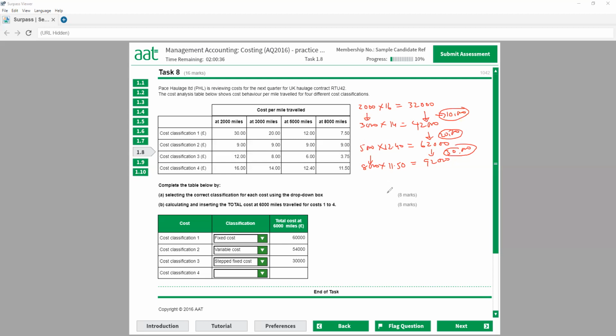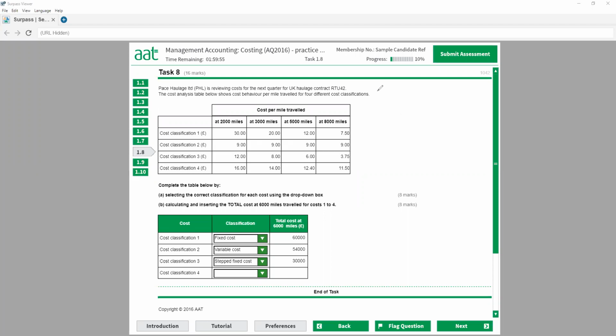So it looks like it is a semi-variable cost, because some cost is fixed and some cost is variable. And that's the reason when the total mileage is increasing, the total cost is increasing. So when there is a semi-variable cost, you have to identify how much will be the fixed cost and how much is the variable cost to find out the total cost for 6,000 miles. We remember that if there's a semi-variable cost, we have to use the high-low method to find out the variable cost per unit, so that we can identify the total cost.